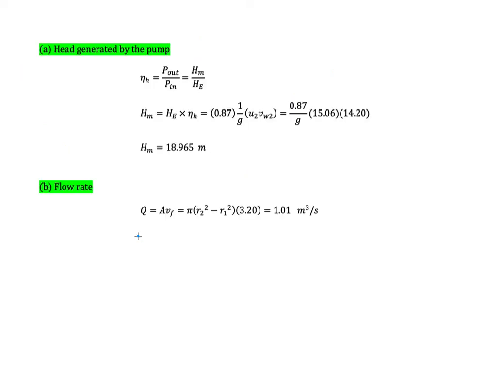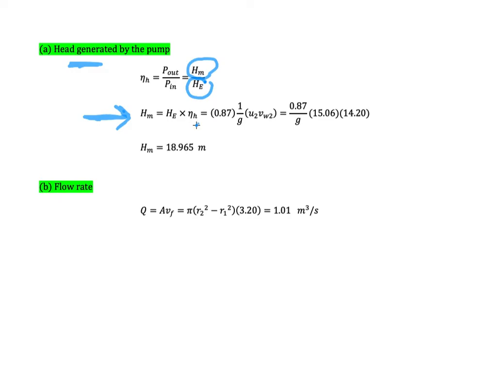Okay, first question, the head generated by the pump. So we know that the relationship of hydraulic efficiency is power out divided by power in. So the power out here is the manometric head and the power in is the Euler head. So and then we could calculate the manometric head, so means the output of the pump, because head generated here means the output of the pump. We could calculate as this one.